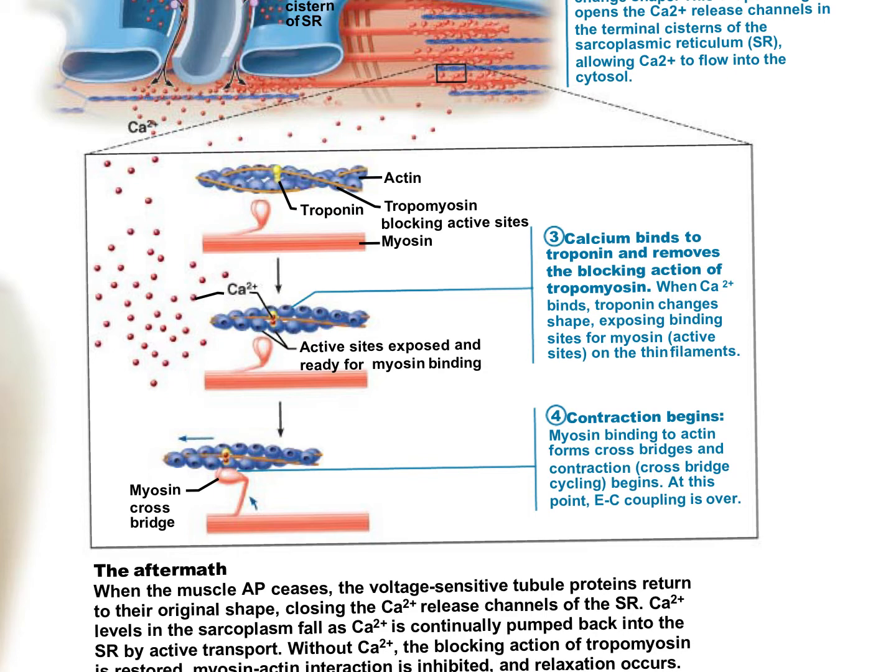So stimulating the release of calcium is how we link action potential to contraction. That is excitation-contraction coupling. It is just controlling and stimulating the release of calcium in the muscle.